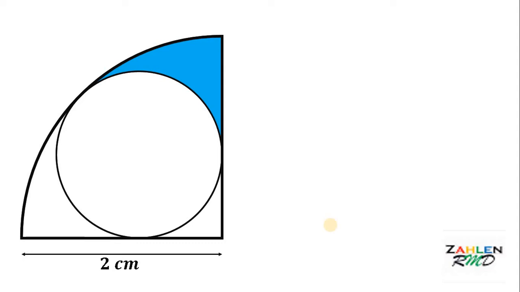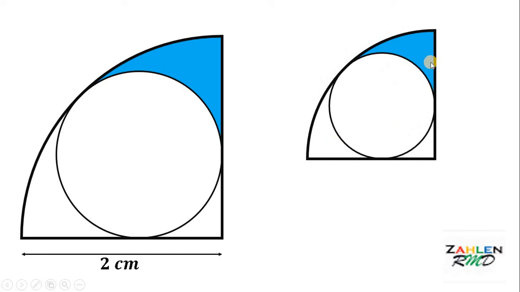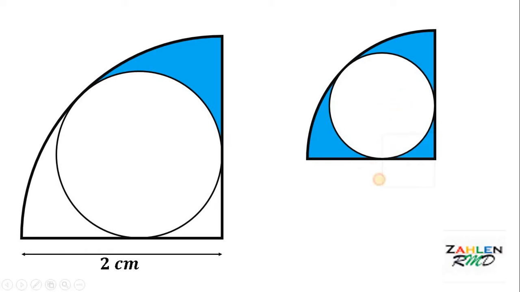Now to answer this question, what we're going to do is to focus on how we get this shaded region. To do that, let's focus on the quarter circle. Next, let's draw a circle inside of it. Next, let's draw a square like this. And take note that these blue regions are congruent. Therefore, this is just the same thing.